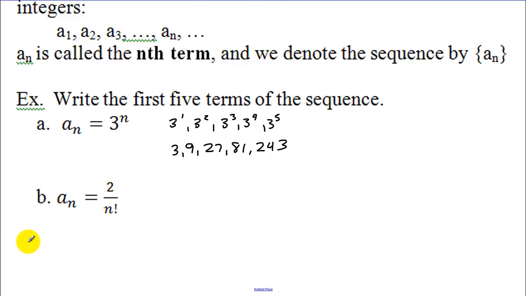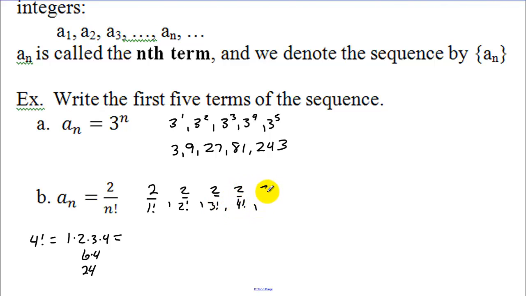In the second one, a sub n is 2 over n factorial. Recall that 4 factorial is equal to 1 times 2 times 3 times 4, which is 1 times 2 is 2, 2 times 3 is 6, so we have 6 times 4, which is 24. In the sequence, we have 2 over 1 factorial, 2 over 2 factorial, 2 over 3 factorial, 2 over 4 factorial, and then 2 over 5 factorial.